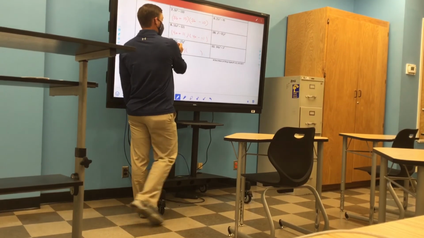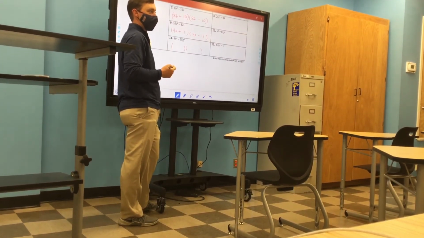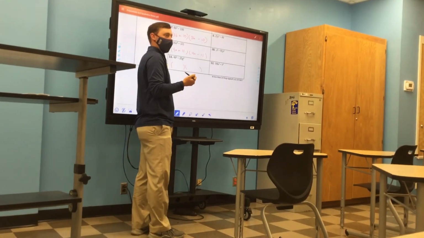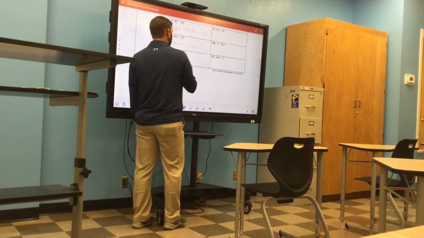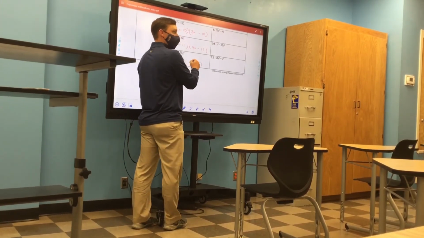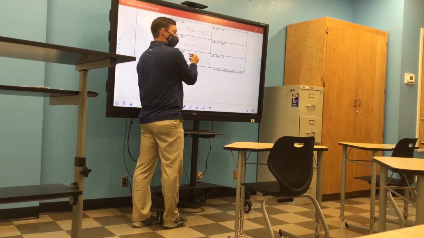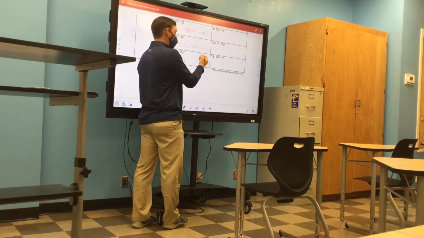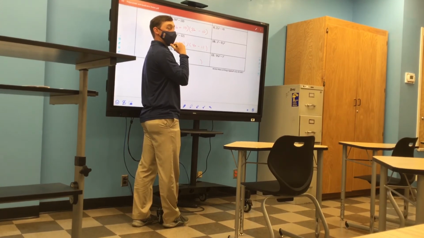So, is 4 a perfect square? 4 is a perfect square of what? 2. Is h squared a perfect square? Yes, it's a perfect square of what? H. Is 25 a perfect square? Yes, a perfect square of what? 5. I know there's more than 2 people that can put that in the calculator. Is g squared a perfect square? Yes, g squared is the perfect square of g.